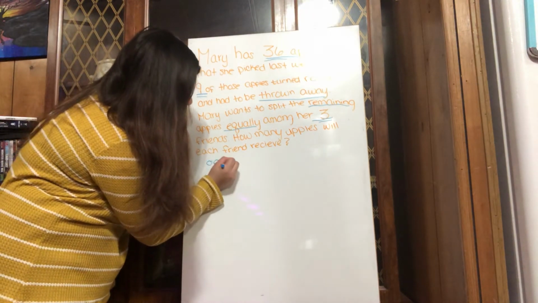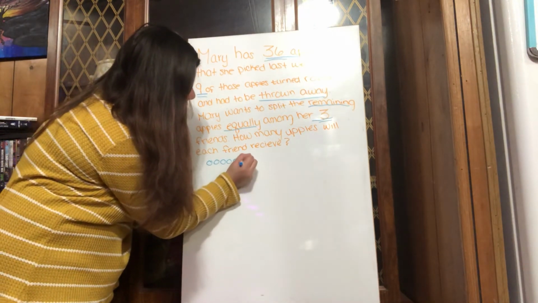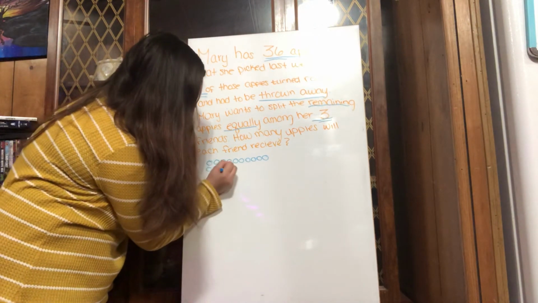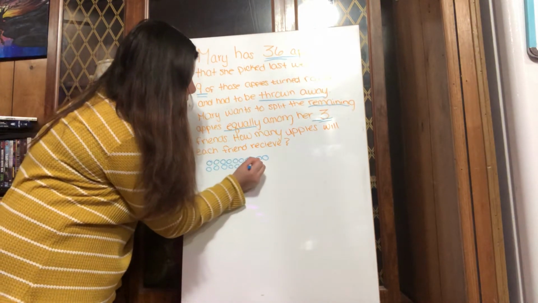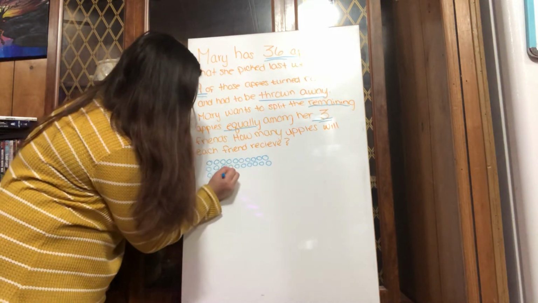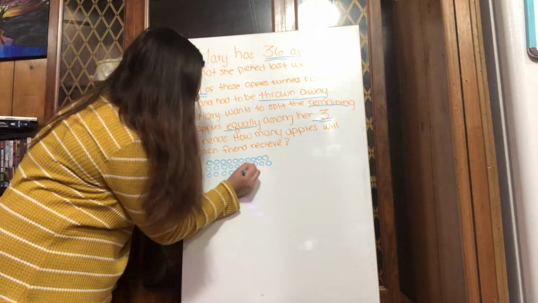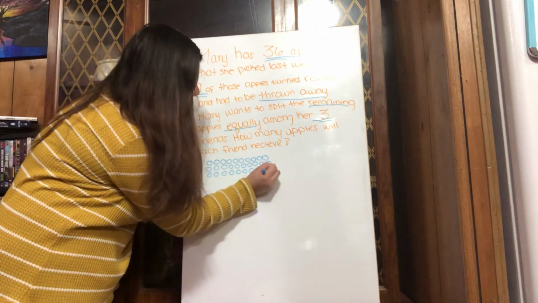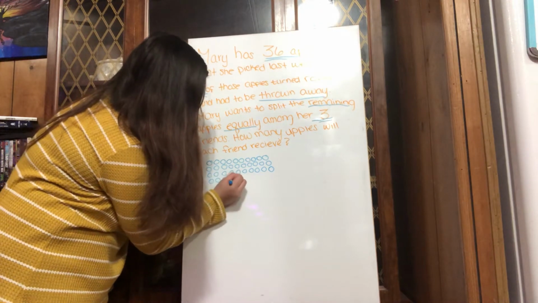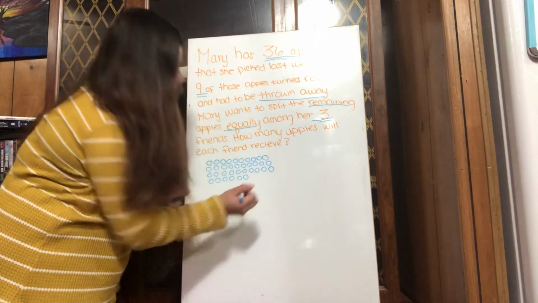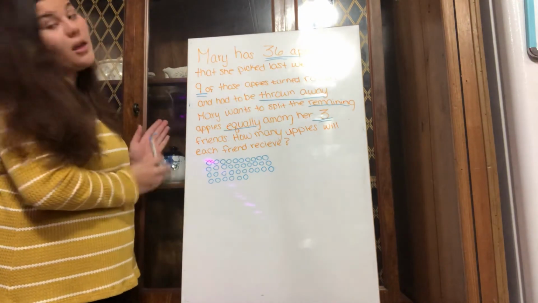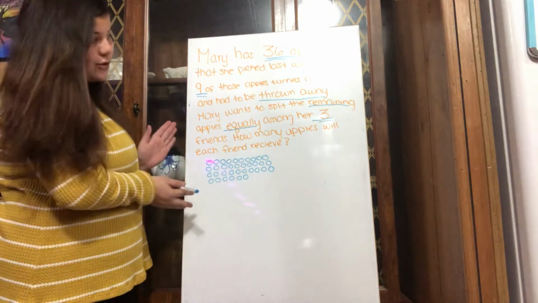1, 2, 3, 4, 5, 6, 7, 8, 9, 10, 11, 12, 13, 14, 15, 16, 17, 18, 19, 20, 21, 22, 23, 24, 25, 26, 27, 28, 29, 30, 31, 32, 33, 34, 35, 36. So here are my 36 apples. They're not as good looking as Andrew's were.